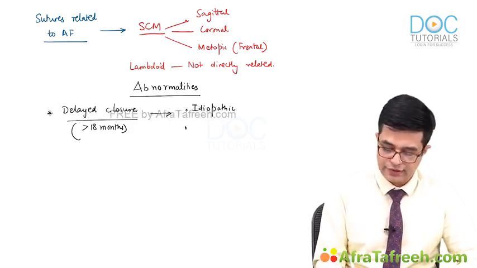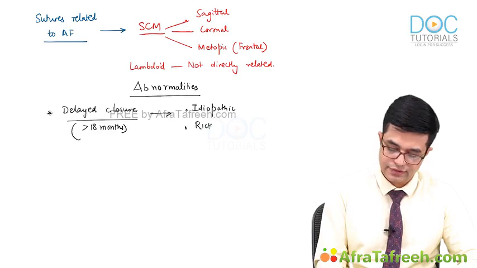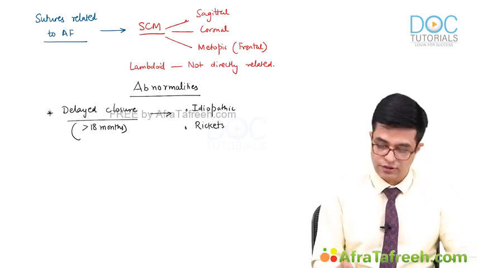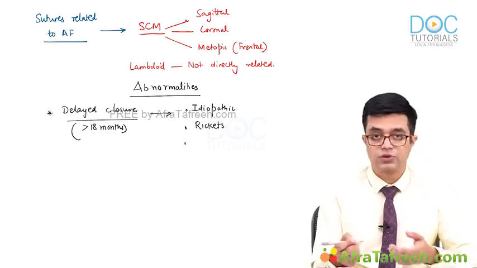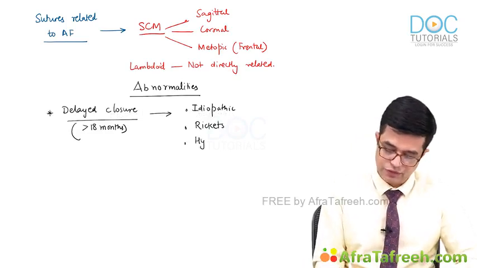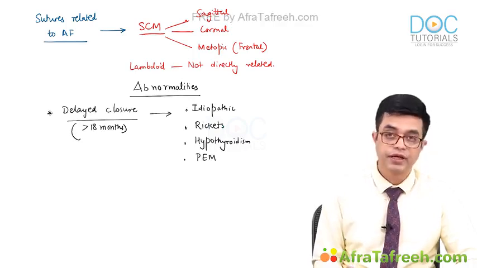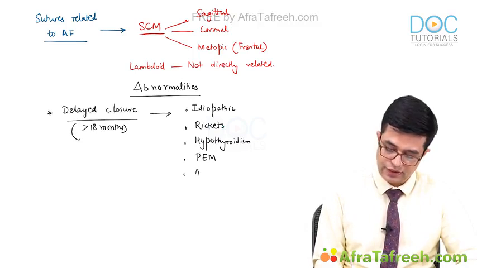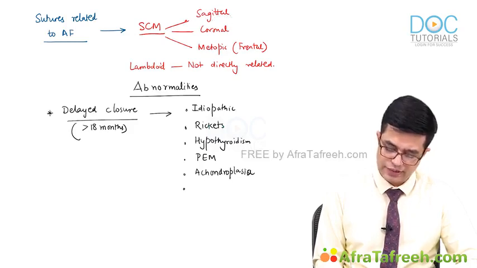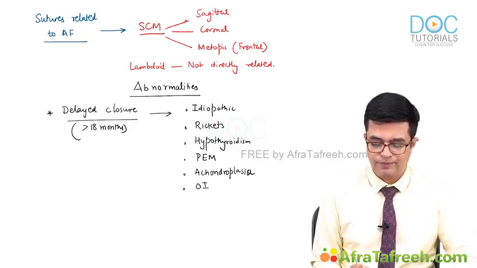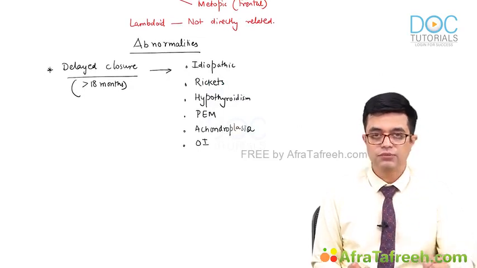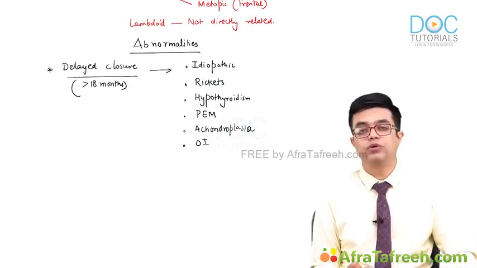It can occur in rickets because the skull bones are not growing and fusing with one another. It can be a feature of hypothyroidism. It can be a feature of protein energy malnutrition. It can also be seen in achondroplasia, and it can be seen in other bony abnormalities like osteogenesis imperfecta. There is a huge list given in the books, but these are the important ones that you need to remember.